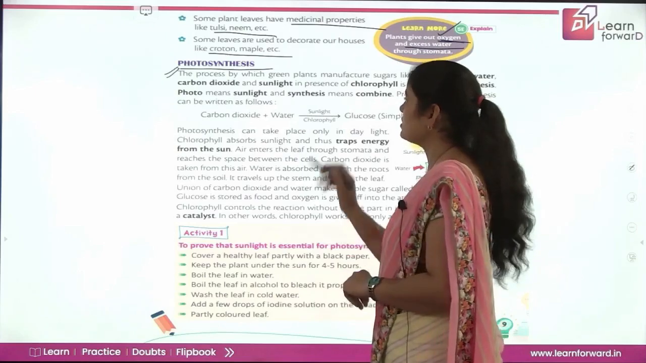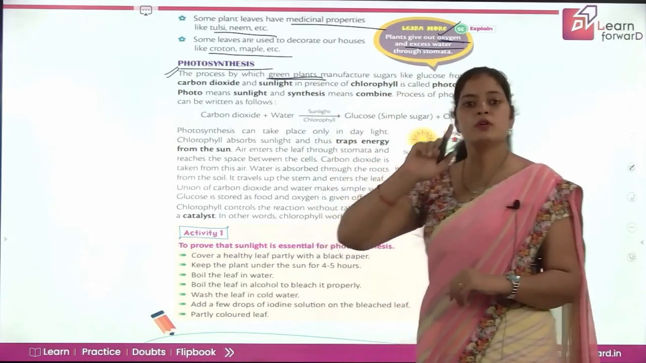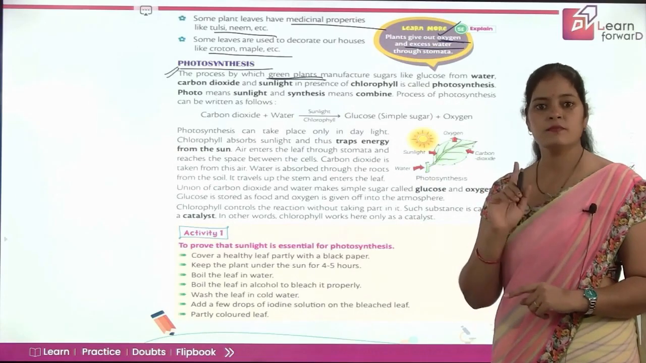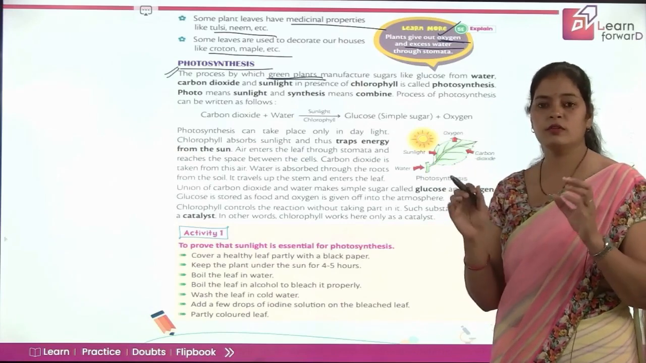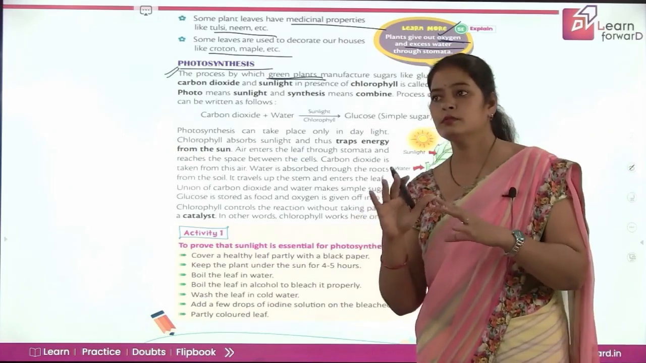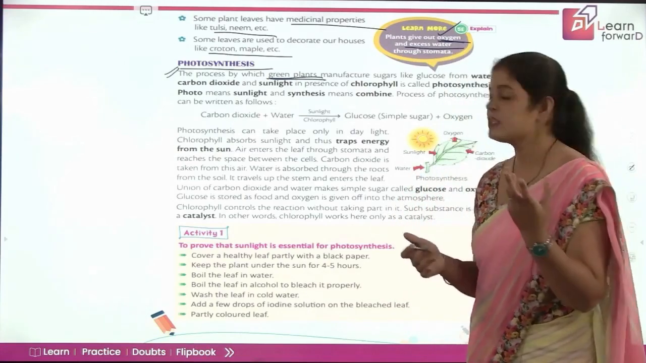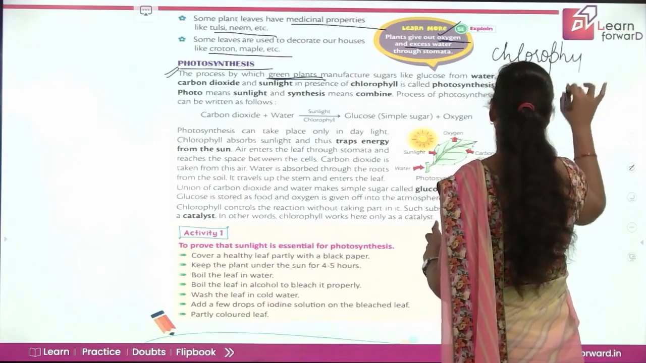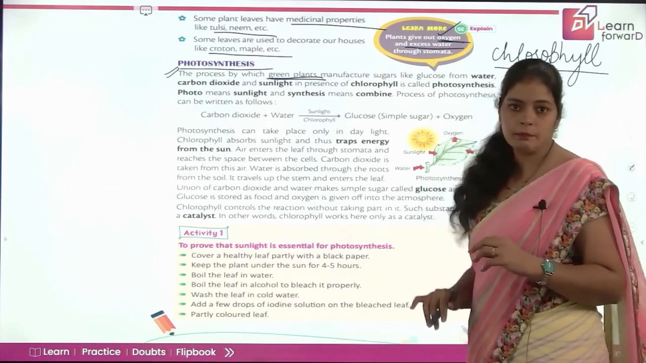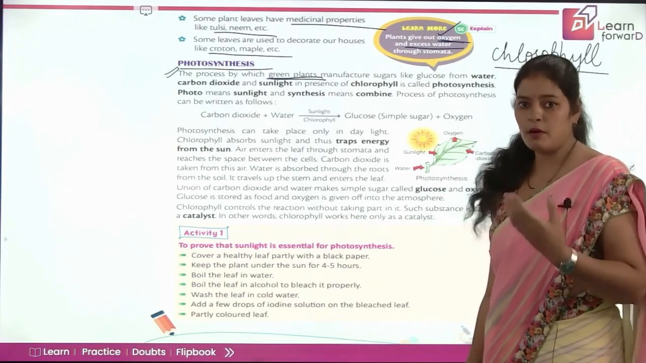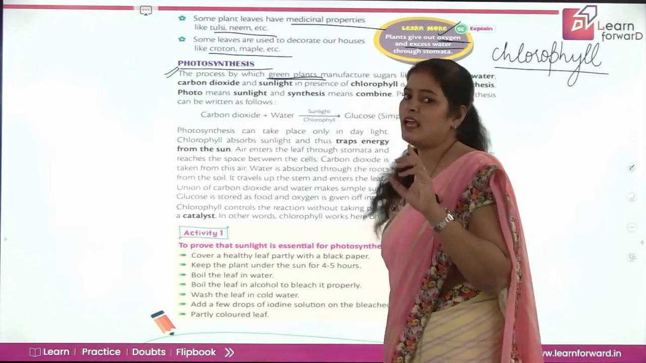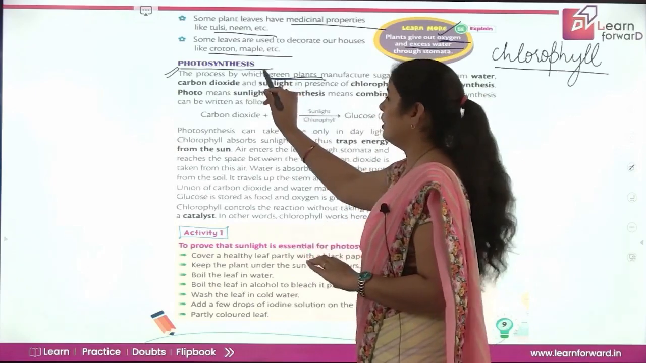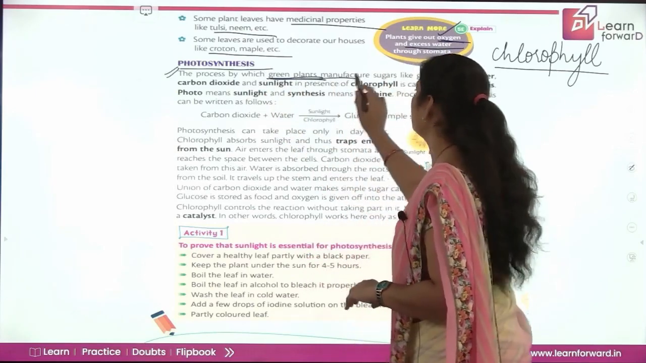The process by which green plants, mind it, we are talking about green plants only, because photosynthesis can be done only in green plants. If the plants have purple color leaves, still they have chlorophyll, but in very small amount, meaning the brown or purple pigment is dominant in that particular plant. Still they have chlorophyll, and if the plant has chlorophyll, they will perform photosynthesis. So plants produce the food. Green plants manufacture sugars.